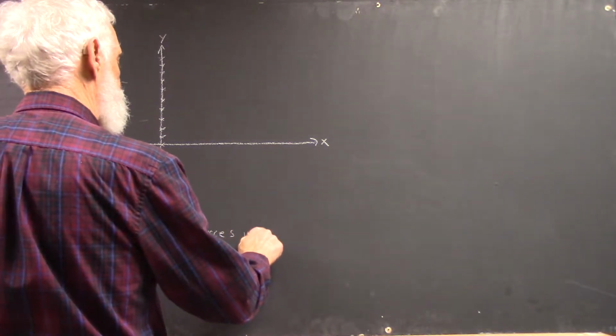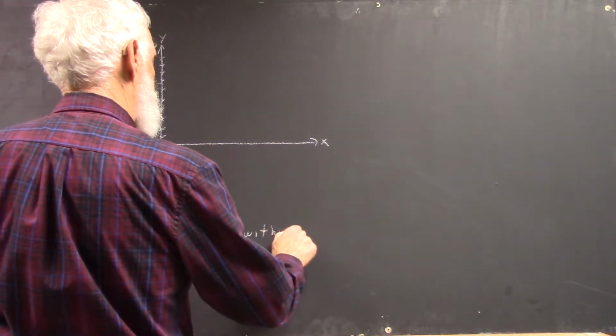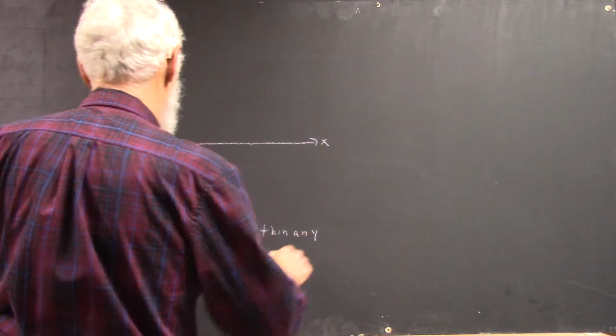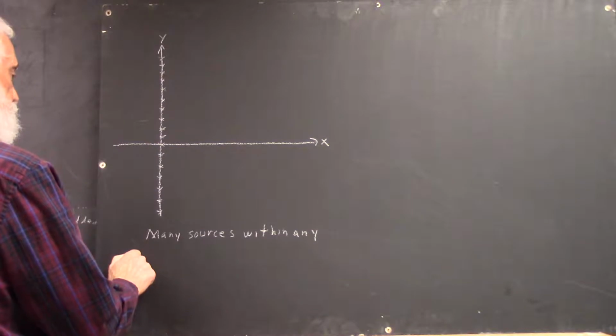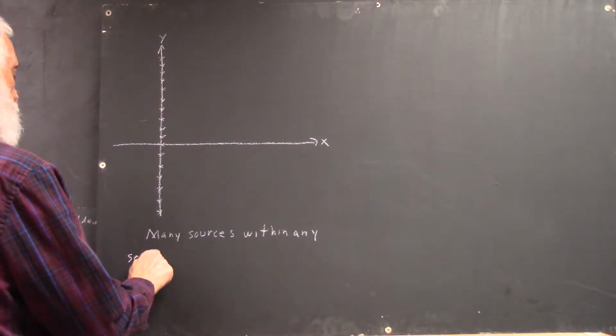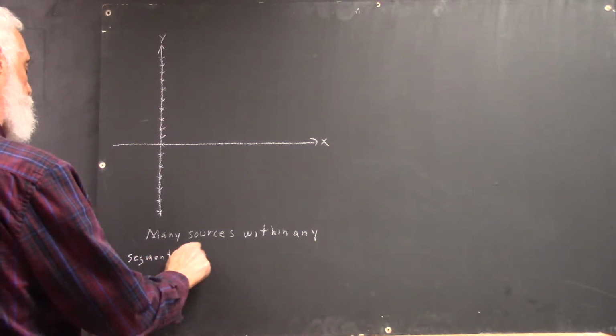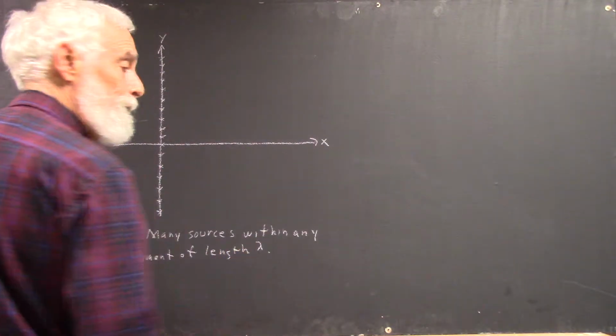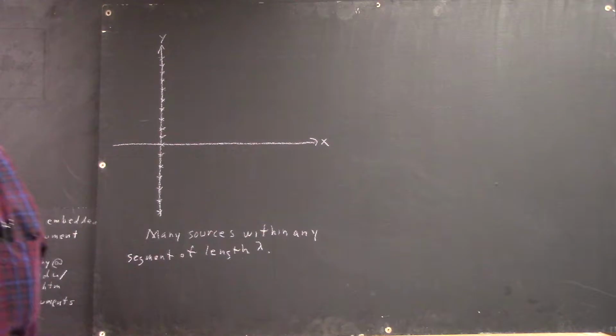many sources within any segment of length lambda. Okay?